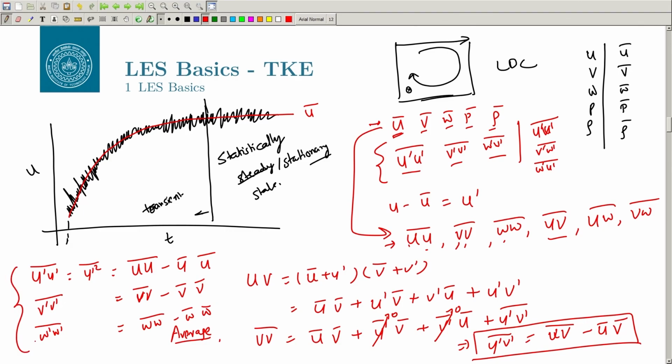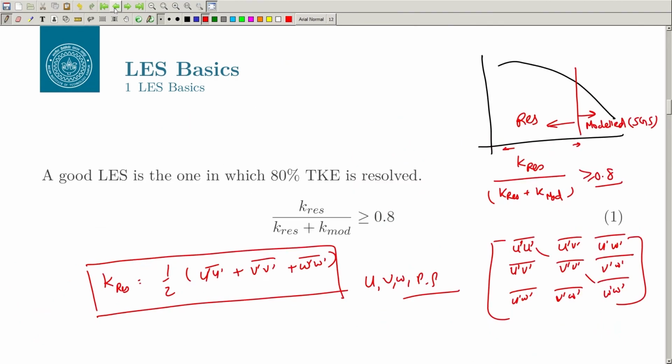Now that you have these normal stresses, just add them and multiply by half, and you get the resolved kinetic energy. The other thing that we need is the kinetic energy through the model, and this is a hard quantity to find out, especially if you are doing an implicit LES, because there this quantity is dictated by some kind of filter or some kind of numerical dissipation, and it is difficult to find out.